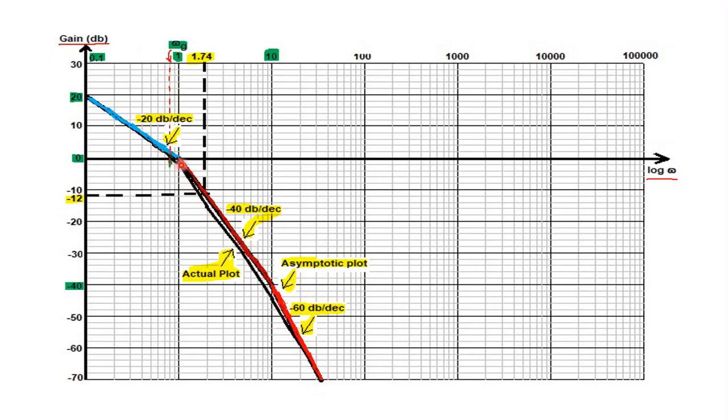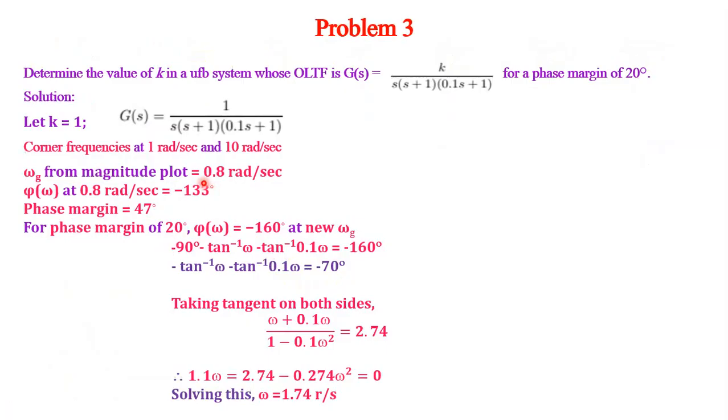So for understanding how to obtain the phase margin from the actual plot, here I have not considered the gain crossover frequency from the asymptotic plot. Here I have considered the actual plot. This is the actual plot. So this frequency is 0.8 radian per second. This is the gain crossover frequency, 0.8 radian per second.